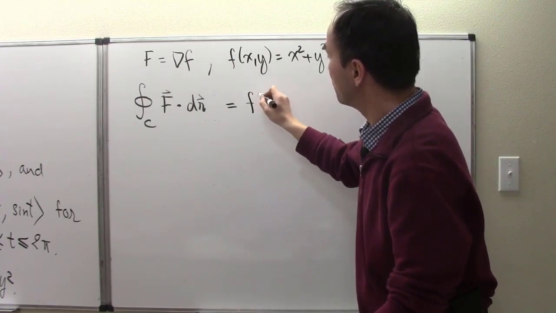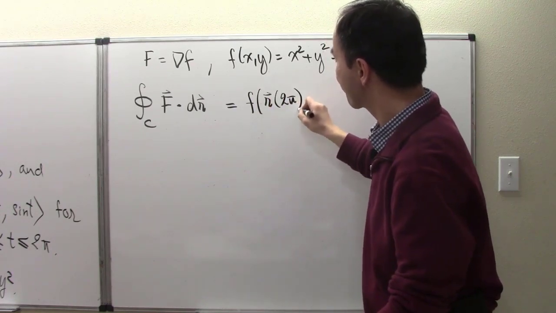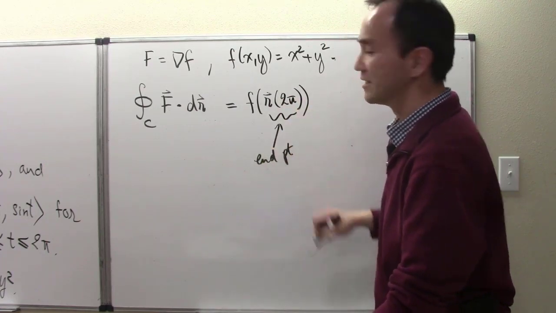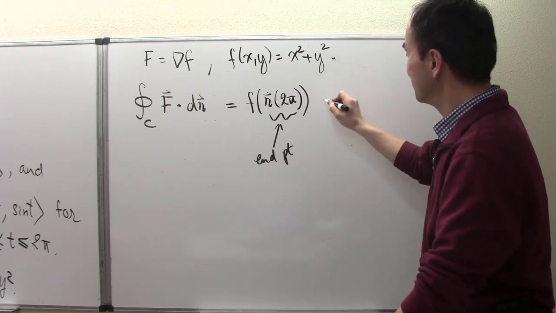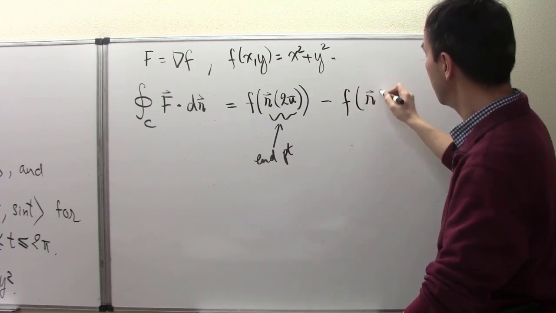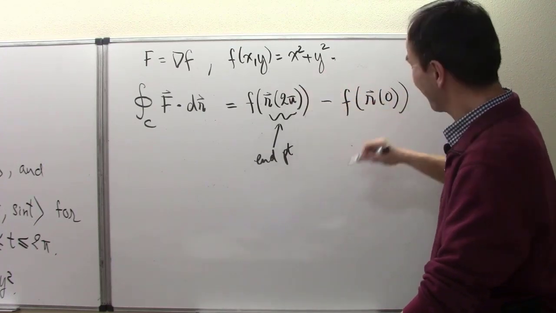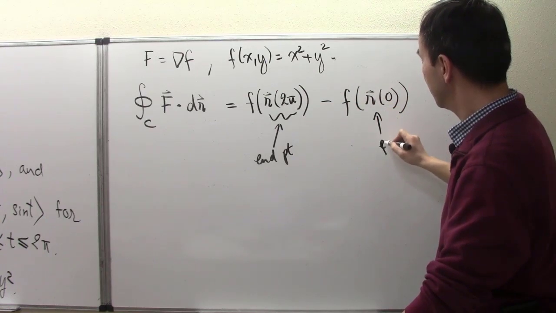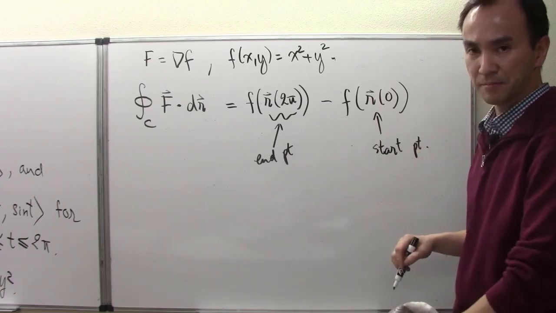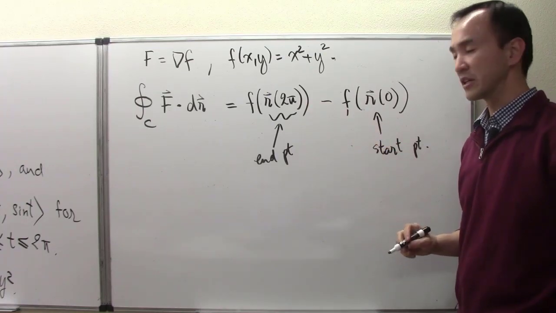The potential function value at the vector R at R of 2 pi. I see this as the ending point of our path. And we're going to subtract the potential function value at R at 0. Note that these are all the same points. Okay? And so this is the ending point. I mean the starting point. The starting point. Okay? And that's what's guaranteed by the fundamental theorem of line integrals.